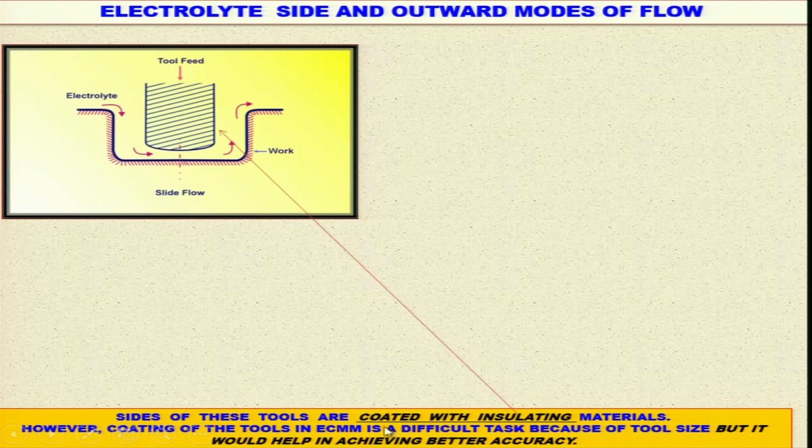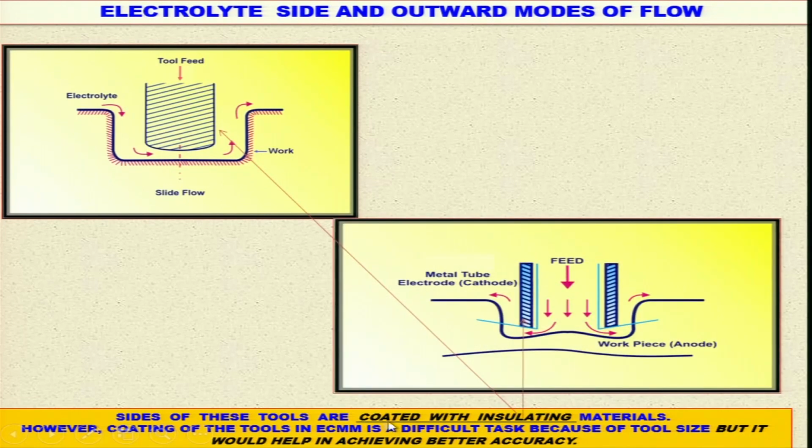The sides of these tools are coated, as you can see here, with insulating material. Here you can see they are coated with insulating material, and here is the bare tool. In this case too, it is coated, as you can see from here, so that you have a constant inter-electrode gap and you can easily control it.